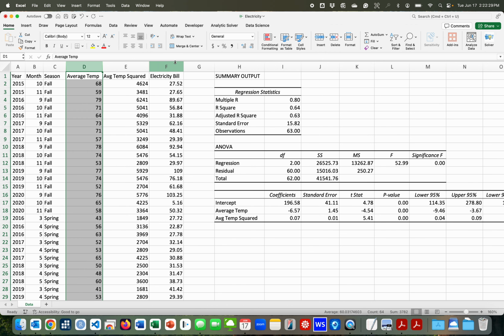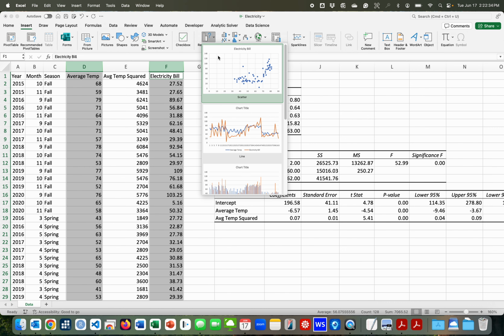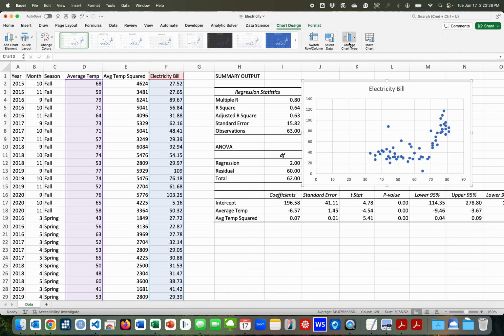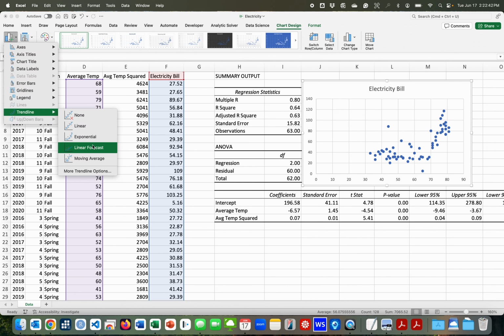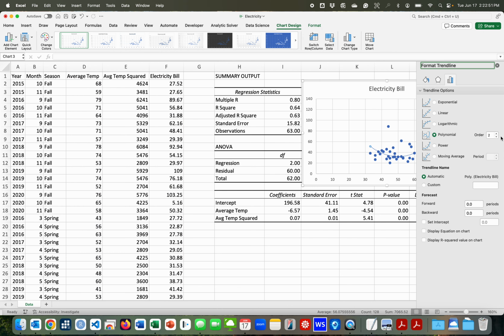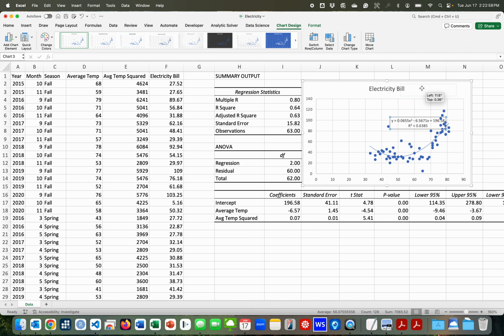So if we go back here and add this plot back, I'm going to fit that polynomial back to it as well. And it would be the exact same result. I'll put the equation on there just so we can see that it is the same. So polynomial order 2, display equation on chart, display R squared. We can see here we get the exact same answer.